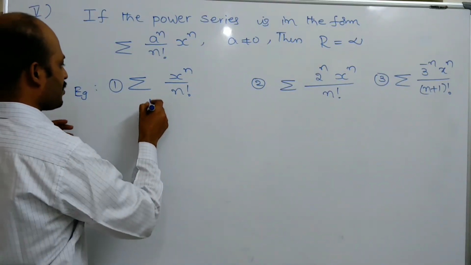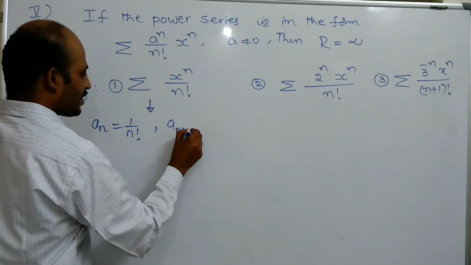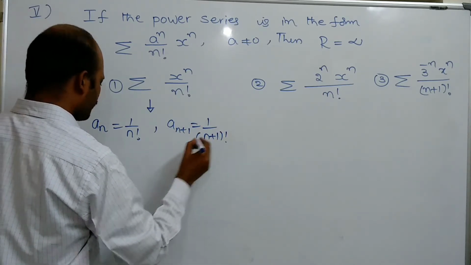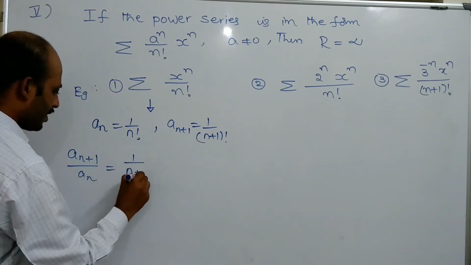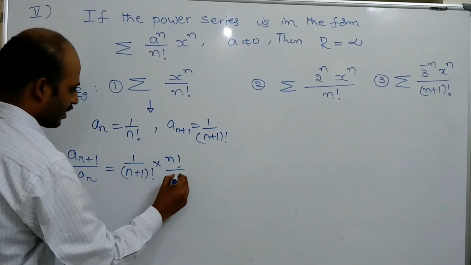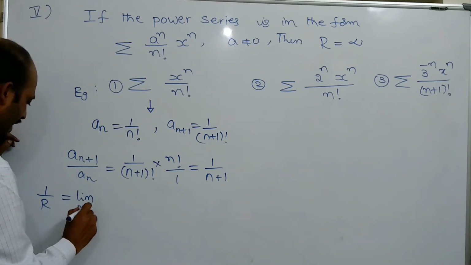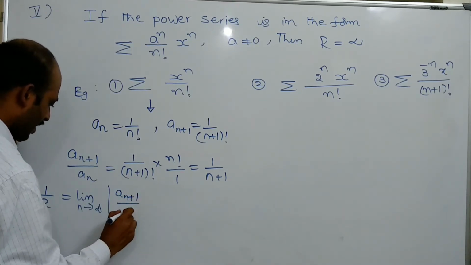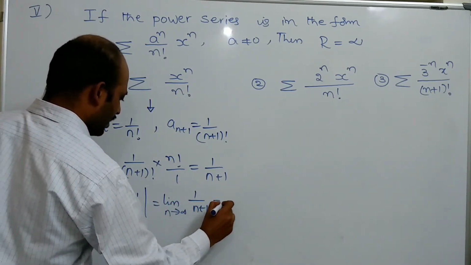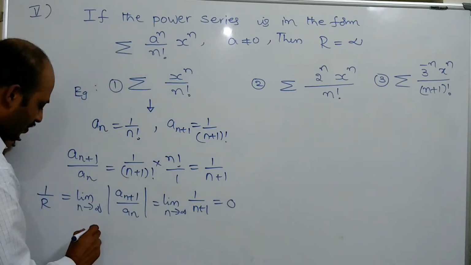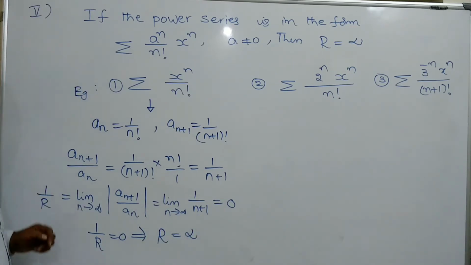You observe the following examples. Let us see the first one. an is equal to 1 by n factorial. an plus 1 is equal to 1 by n plus 1 factorial. Let us calculate the ratio an plus 1 by an. It is equal to 1 by n plus 1 factorial into n factorial by 1, which is 1 by n plus 1. 1 by r is equal to limit n tends to infinity mod an plus 1 by an, which is limit n tends to infinity 1 by n plus 1. It is equal to 0, as n tends to infinity, 1 by n plus 1 tends to 0. So 1 by r is equal to 0. What does it mean? R is equal to infinity.